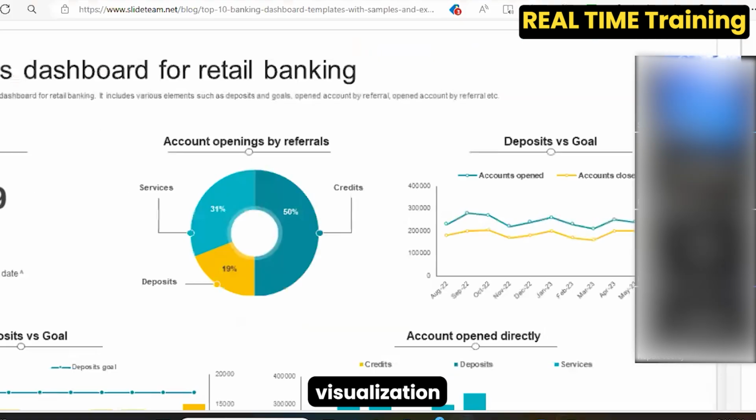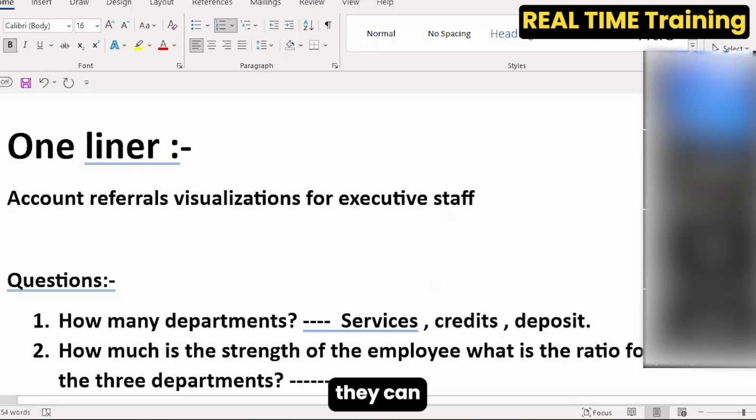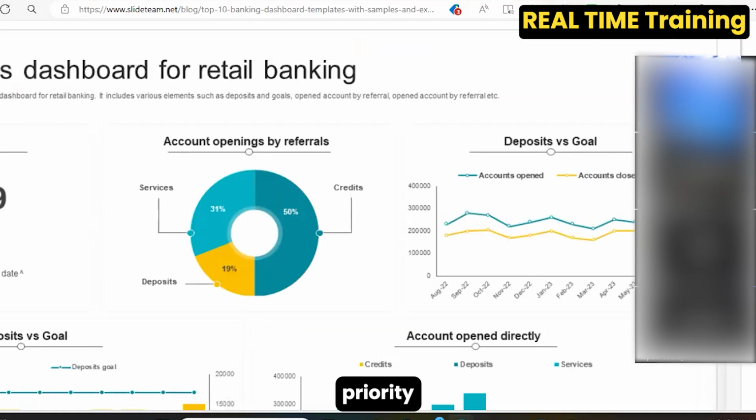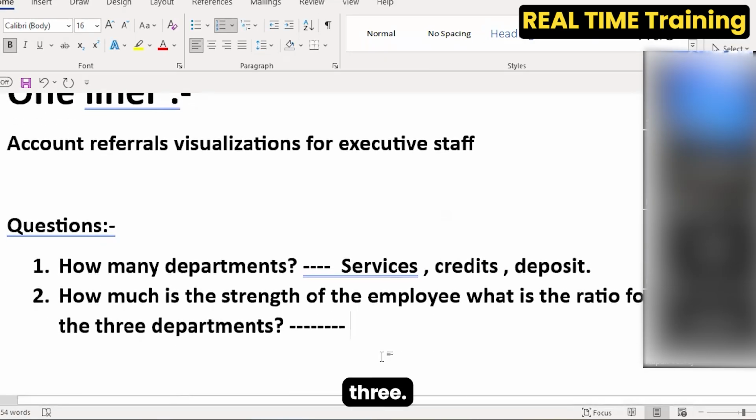So why do we need the visualization in the first place? Because then only can people contribute, they can bring their referrals while opening an account. I think this is a priority question for me. So how much is the strength of the employees? What is the ratio of the three departments? Okay, I think this is a fair question. How much is the strength of the employees?